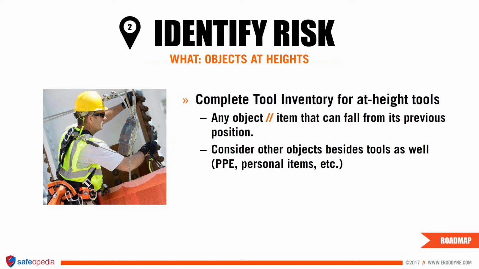We've identified those one or two locations where we want to work on a pilot program. The next would be to look within those areas and identify the objects, tools, and equipment that can fall from previous positions and become dropped objects. So you want to consider that and then list out those tools and equipment. We'll come back to those later. It's not just hand tools. It could be anything else that may fall from its previous position.